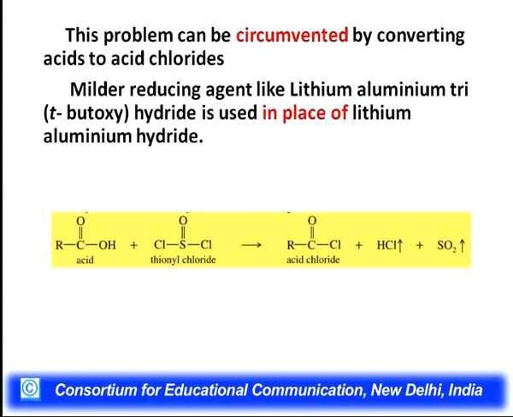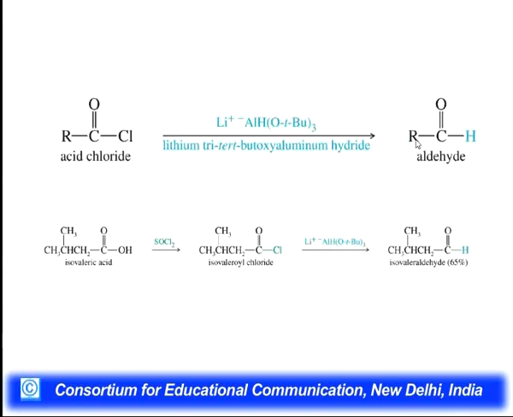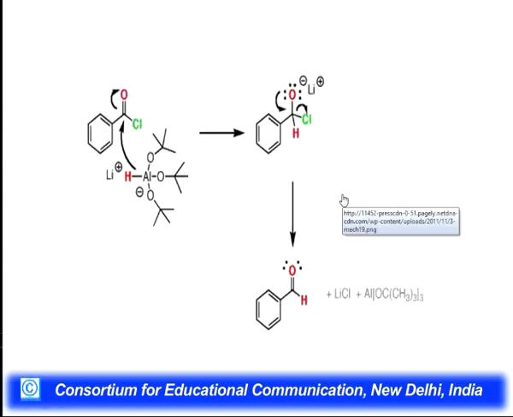So first we convert the acid into acid chloride by reaction with thionyl chloride. Now in the next reaction, we do the reduction of acid chloride with lithium tri-tert-butoxyaluminium hydride. The Cl is replaced with a hydrogen, and what we get here is an aldehyde. How does this reagent work?